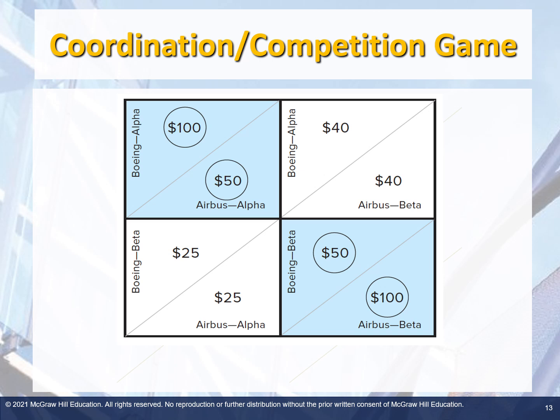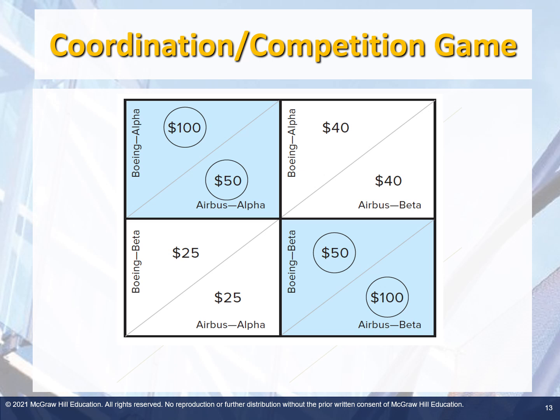The mixed coordination competition game shows a more realistic scenario. Boeing prefers alpha, they get $100 million versus $50 million, while Airbus prefers beta, they get $100 million versus $50 million when choosing beta. This creates tension. Both want coordination, but each prefers a different coordinated outcome.